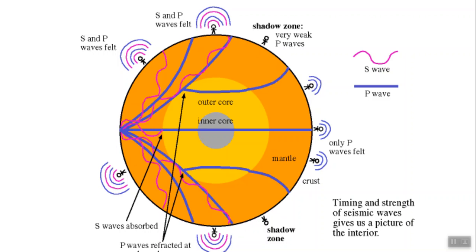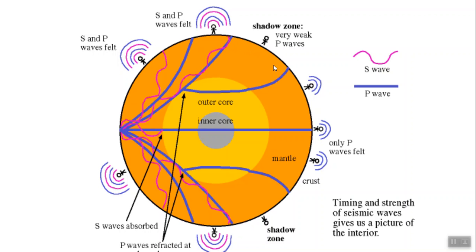Number 21, which body wave travels through solid and liquid? The P waves travel through both solid and liquid. Going through solid, everything's fine. Once it hits a boundary between a solid and a liquid, it refracts, so it changes direction. Because of that, we end up with a P wave shadow zone, where we see very weak or no P waves, because of that refraction at the boundary between the solid and the liquid.